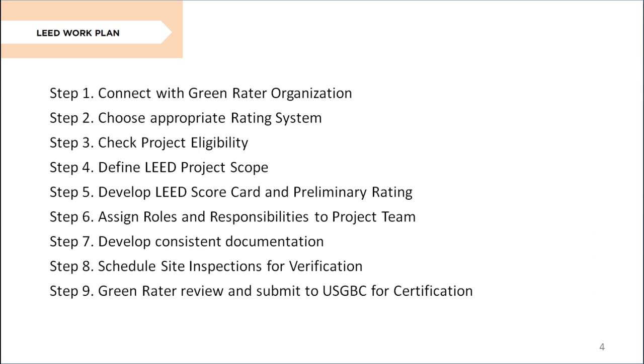We will start now with the LEED work plan. Step 1. Connect with Green Rater Organization. Step 2. Choose appropriate rating system. Step 3. Check project eligibility. Step 4. Define LEED project scope. Step 5. Develop LEED scorecard and preliminary rating. Step 6. Assign roles and responsibilities to project team. Step 7. Develop consistent documentation. Step 8. Schedule site inspections for verification. And Step 9. Green Rater review and submit to USGBC for certification.